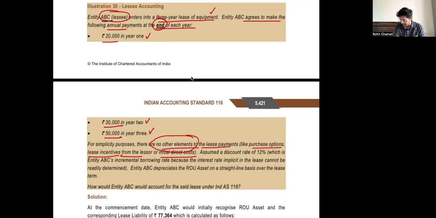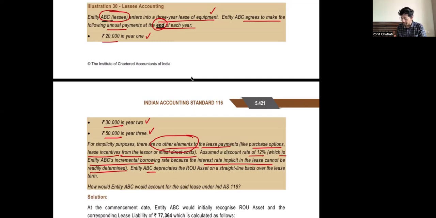Assume a discount rate of 12%, which is ABC's incremental borrowing rate, because the interest rate implicit in lease cannot be readily determined. All right, I had mentioned that we're going to discount the lease payments. They've given the discount rate of 12%. They've written something in the brackets. We'll come to the understanding of that as we proceed through the solution.